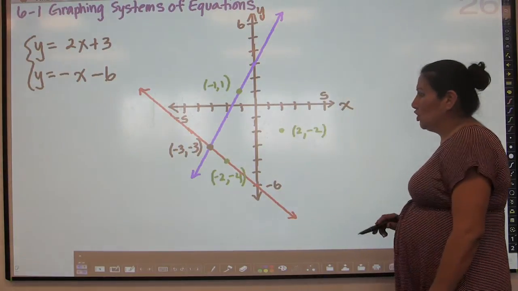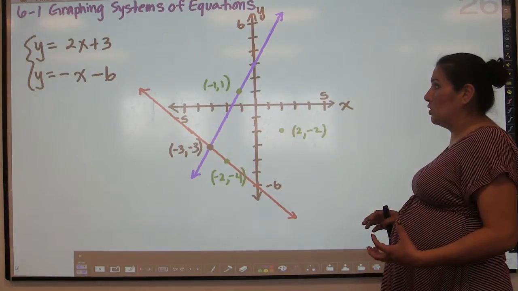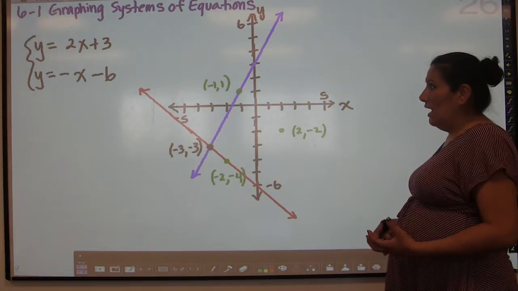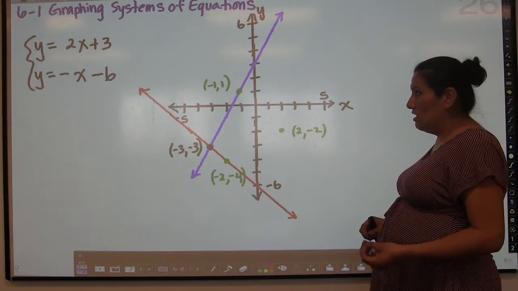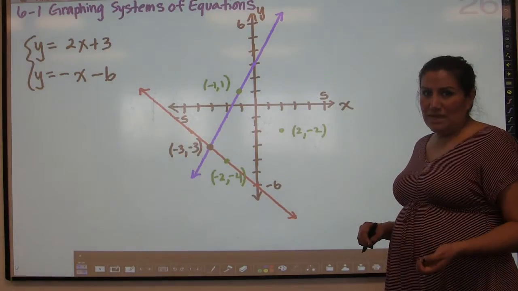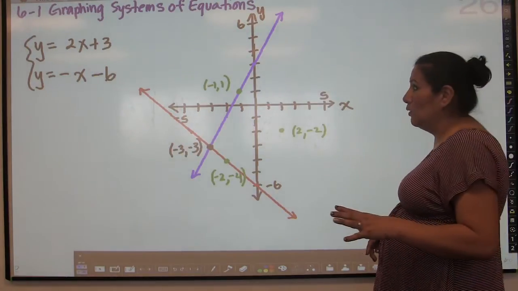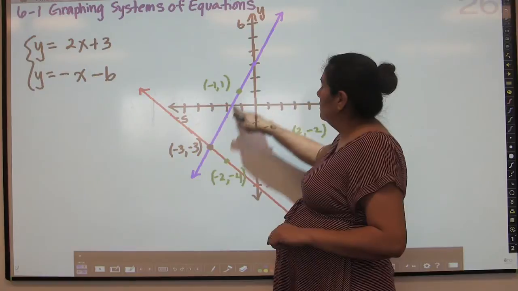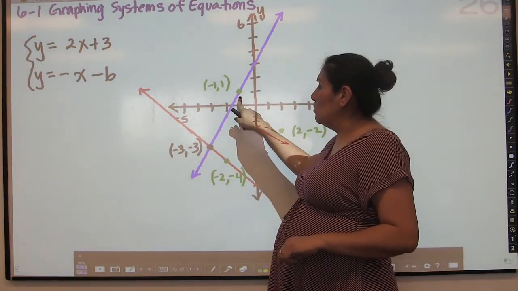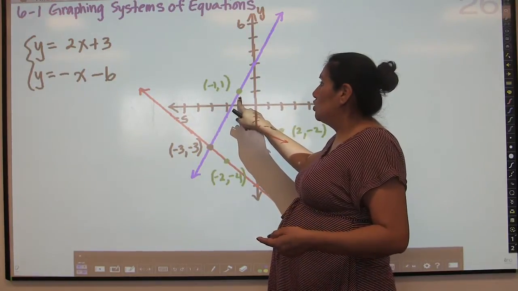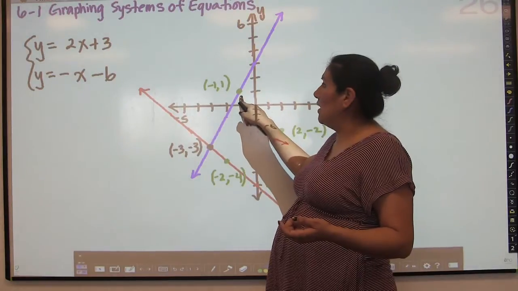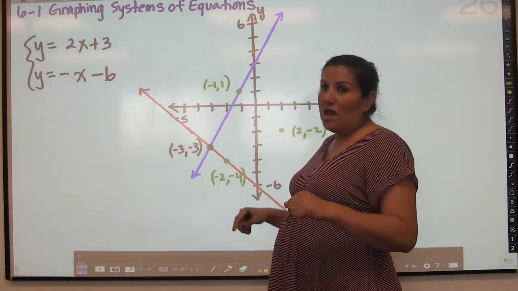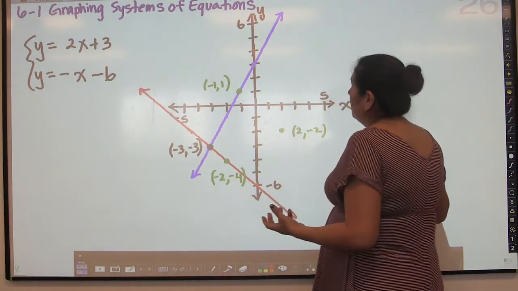And what I wanted to show you with that is how solutions work. You are not a solution of the equation unless you are on the line that represents that equation. So for example, y equals 2x plus 3 is the equation of the blue line. And this point, negative 1, 1, is on the blue line. So I would expect that when I plug in the x and y values to y equals 2x plus 3, I should get a true statement. And I'm going to do that now.